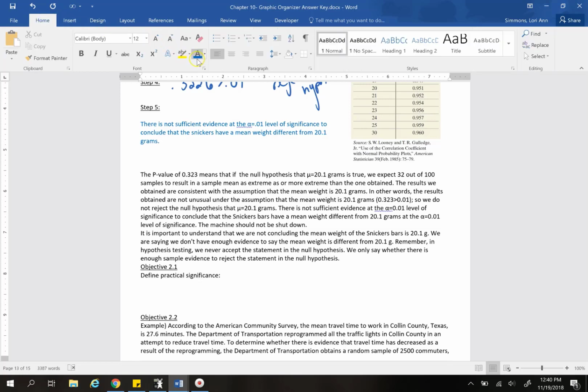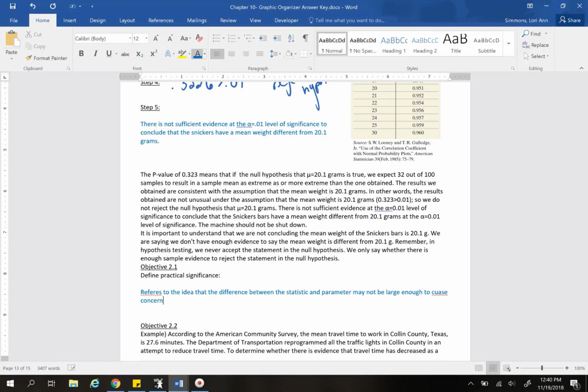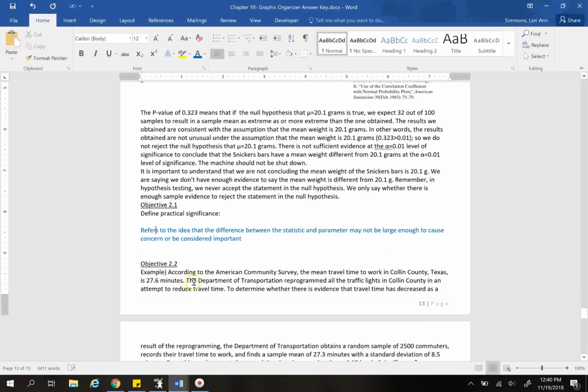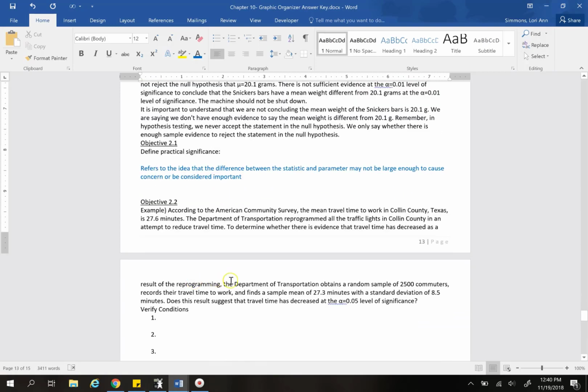Okay, now we move on to practical significance. This refers to the idea that the difference between the statistic and parameter may not be large enough to cause concern or be considered important. Let's look at an example.